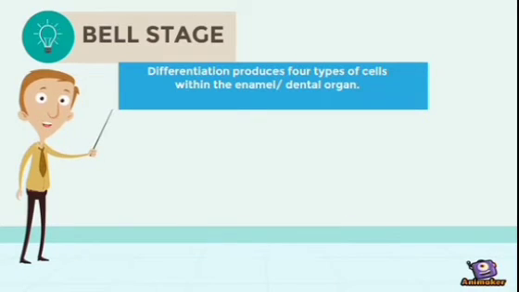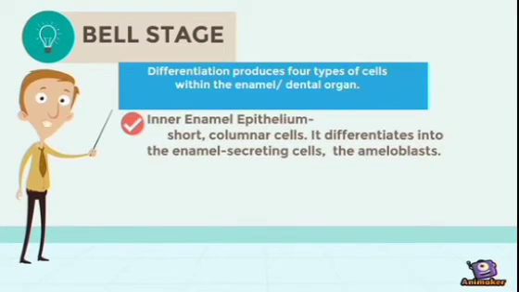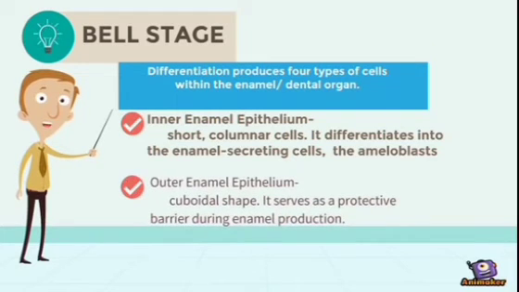Differentiation produces 4 types of cells within the enamel or dental organ. Inner enamel epithelium, short columnar cells. It differentiates into the enamel-secreting cells, the ameloblasts. Outer enamel epithelium, cuboidal in shape. It serves as a protective barrier during enamel production.